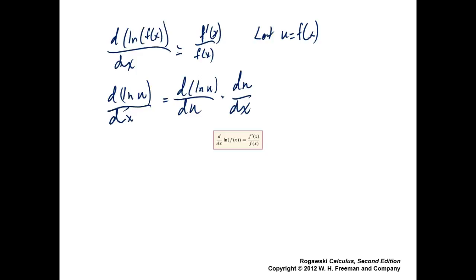Because if this is u, we want this to be the independent variable. But u depends on x, so you put a du dx here. You can think of this as wiping out the du, so you have d log u over dx, which is what we started with. That's really not what we're doing, but that's good enough to think about.